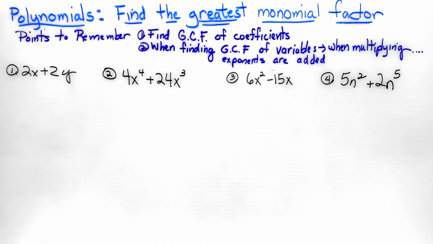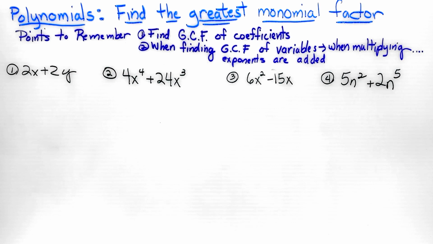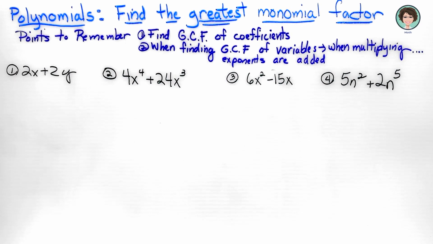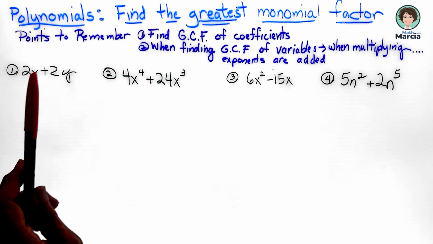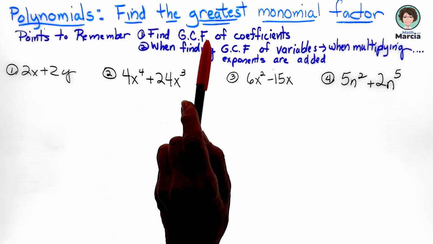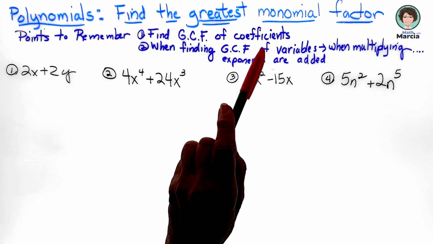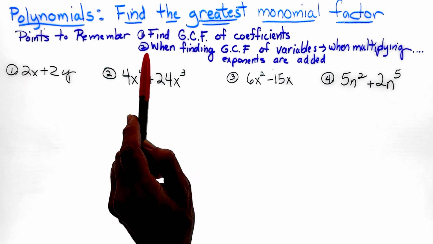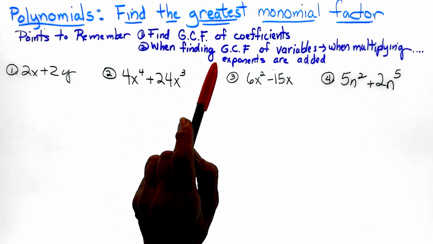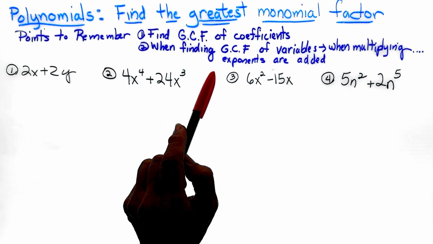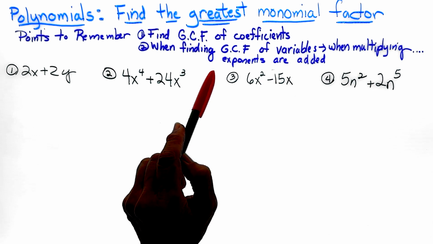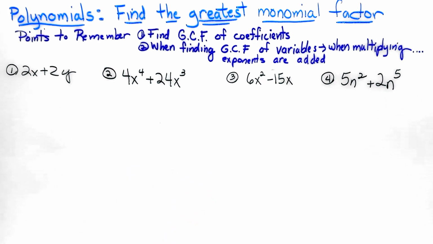For this lesson, we are going to be working with polynomials, and we are going to find the greatest monomial factor. So points to remember: when finding the greatest common factor, the coefficients are what we're going to do first. And second, when we're finding the greatest common factor of variables, we need to remember that when multiplying variables, exponents are added. So our first problem is 2x plus 2y.